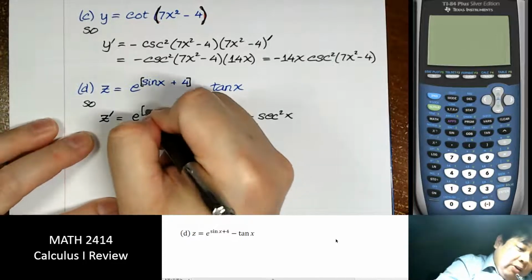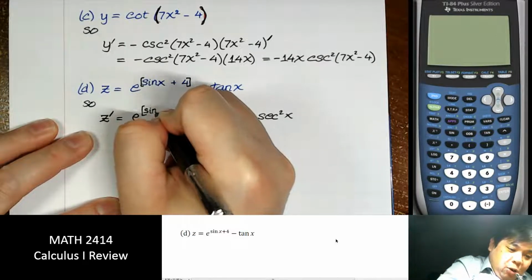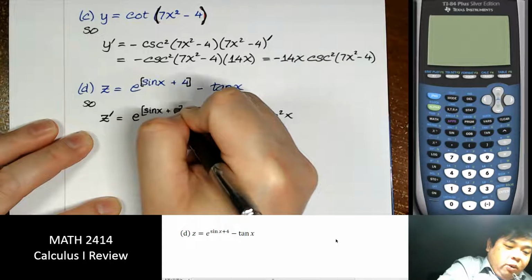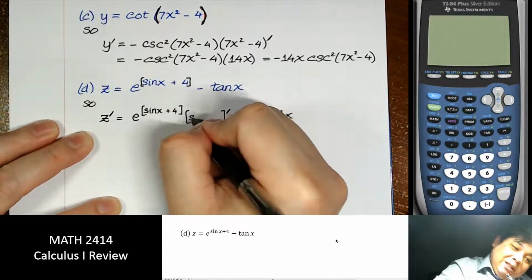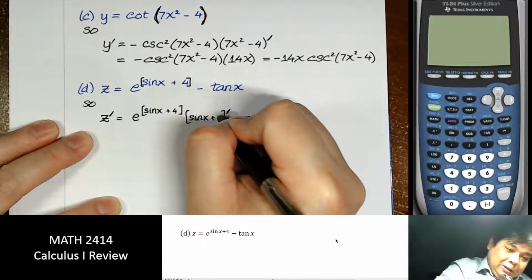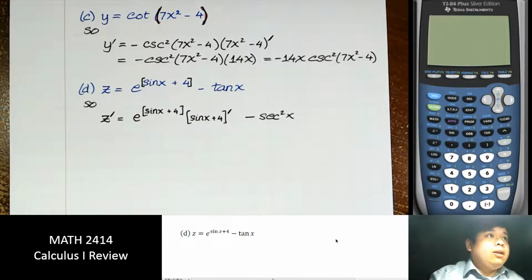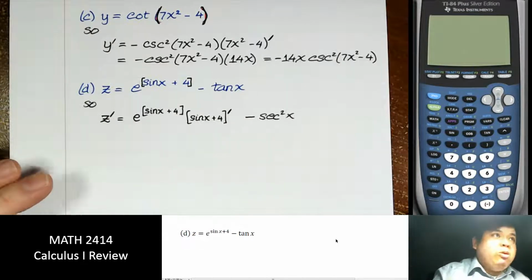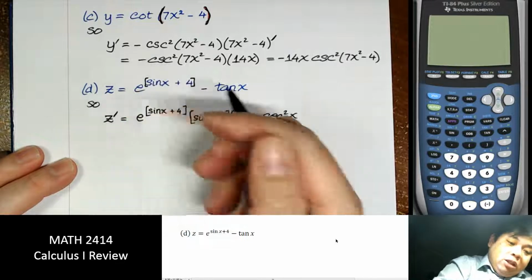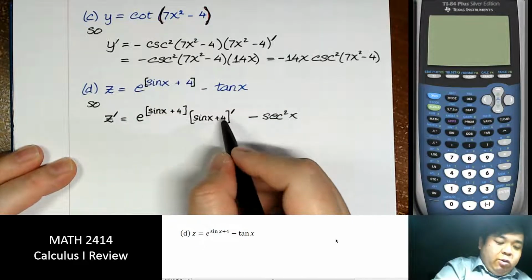Now inside the exponent is sine x, and then plus 4. This is a little small here. Then we just take the derivative of sine x plus 4.